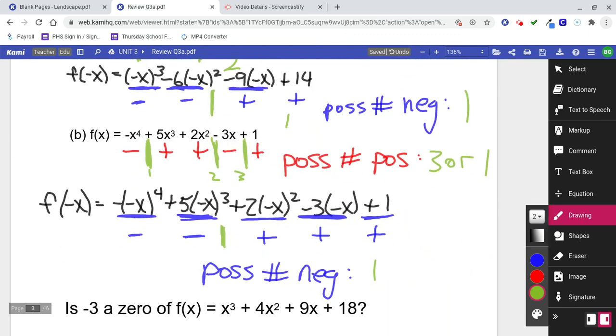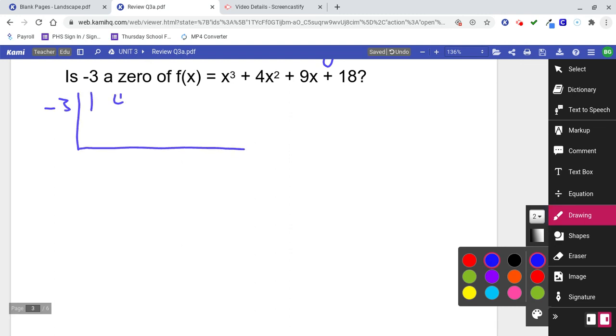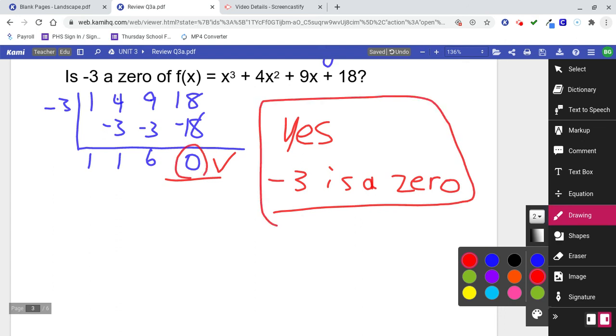All right. Is this thing a 0? Well, we've done that a lot of times. You're just going to do synthetic division, right? Well, that's one way anyway. Is this a 0? Add down and multiply, add down and multiply, add down and multiply, add down. And so check it out. Looks like, yes, it is a 0. Yes, negative 3 is a 0. Of course, you can tell that because we got that number 0 right there.